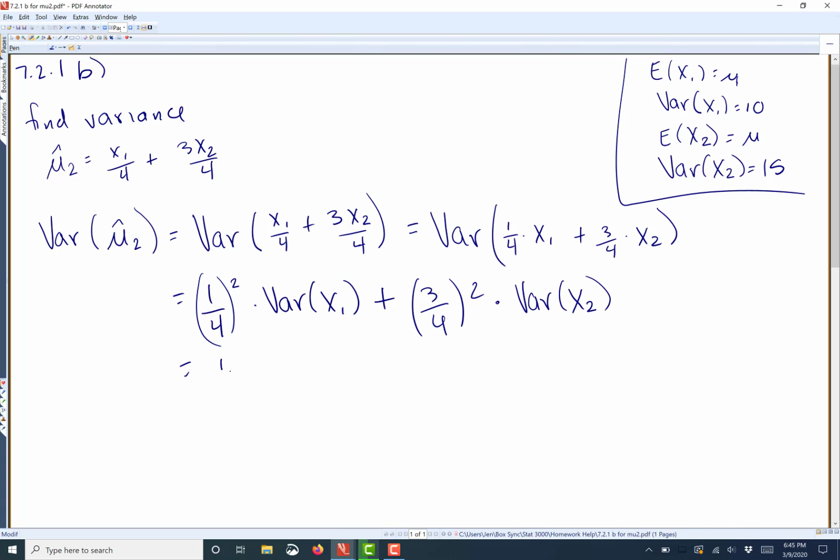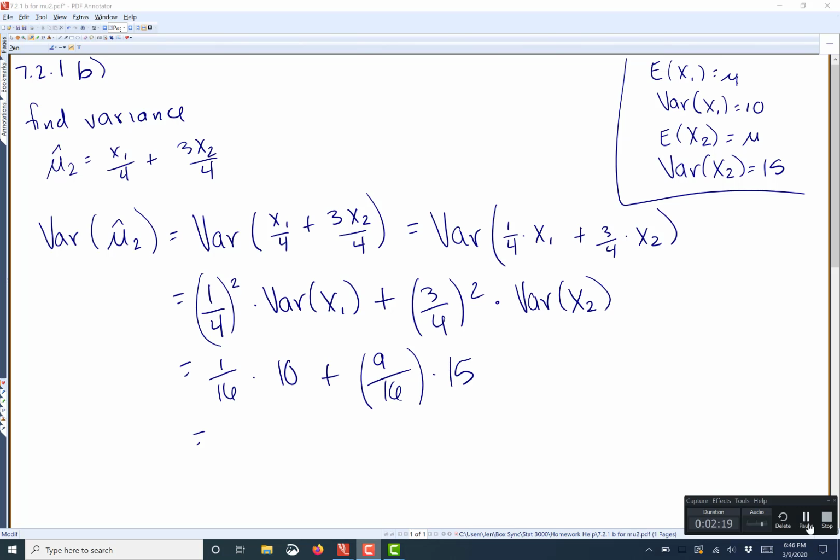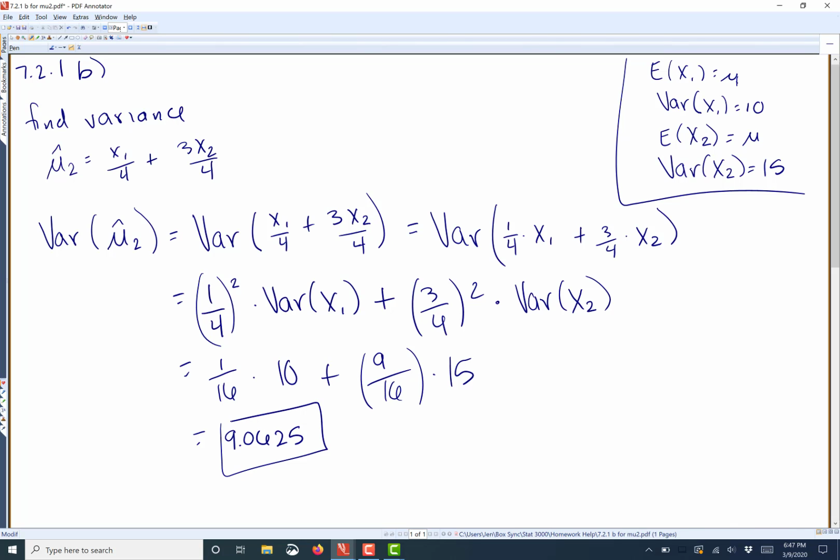Okay, so 1/4 squared would be 1 over 16 times the variance of x1, which is 10. Plus, this 3/4 comes out, you square the top, so that would be 9. You square the bottom, that would be 16, times the variance of x2, which is 15. At this point, I would just put that in my calculator. Of course, you could have put that in your calculator earlier, too. And it gives me 9.0625. So that's the variance for our second estimate, mu2.